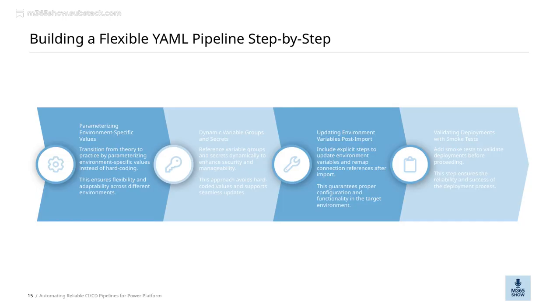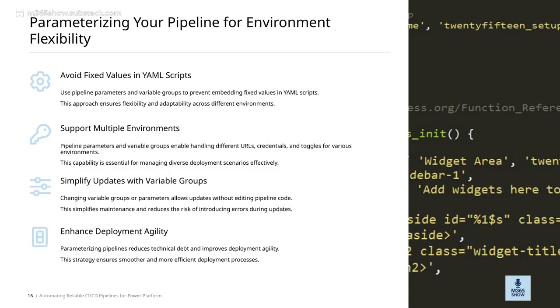Let's talk about parameterizing your pipeline for environment flexibility. This is a crucial step in automating reliable CI/CD pipelines for the Power Platform. By parameterizing pipelines, we can significantly reduce technical debt and make our deployment processes much more agile. This means that updates and changes become smoother and more efficient.